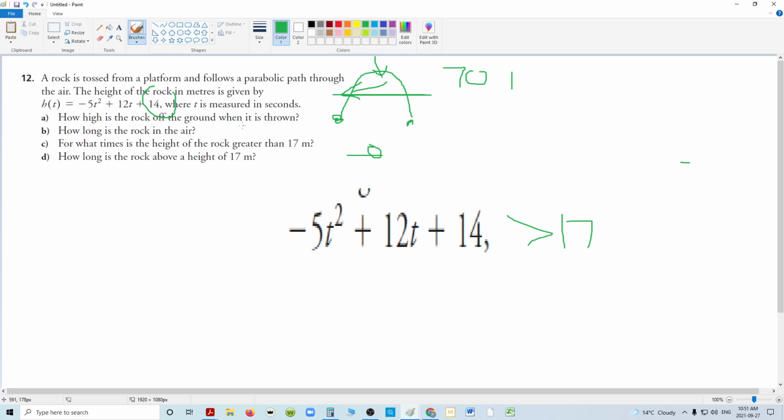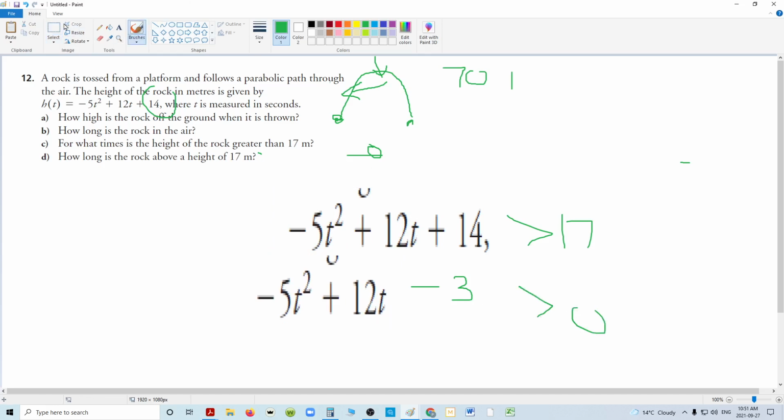There are several ways to do it. But anyway, let's do it the way they want. They want to know when it's greater than this. So when is this equation greater than 17? Well, we've got to bring the 17 over. And we get minus 5t squared plus 12t minus 3. Right? That's what we get. And when is that bigger than 0?